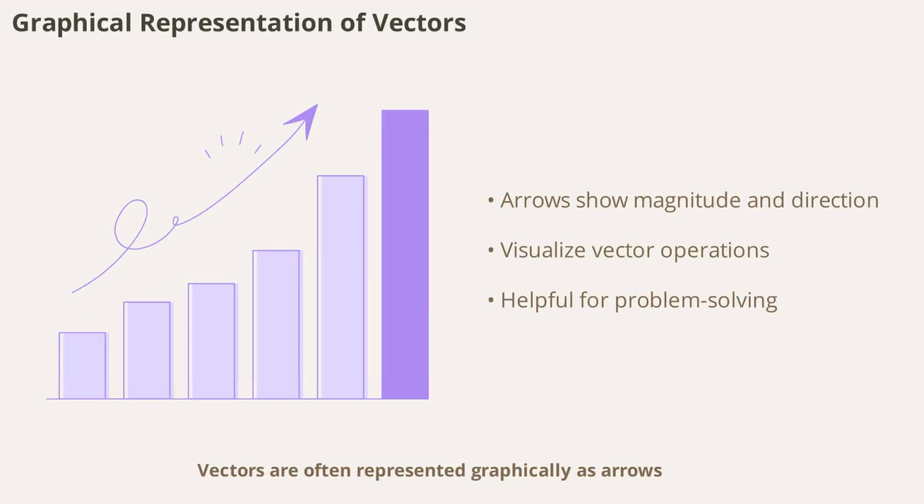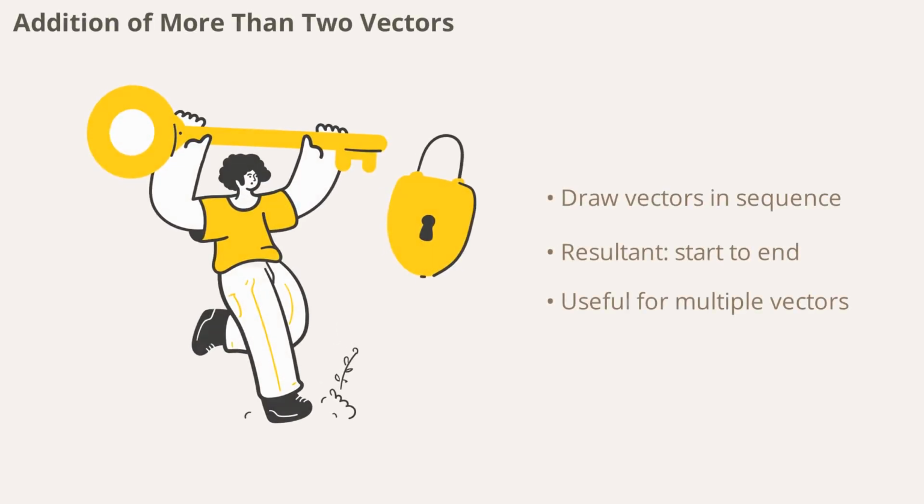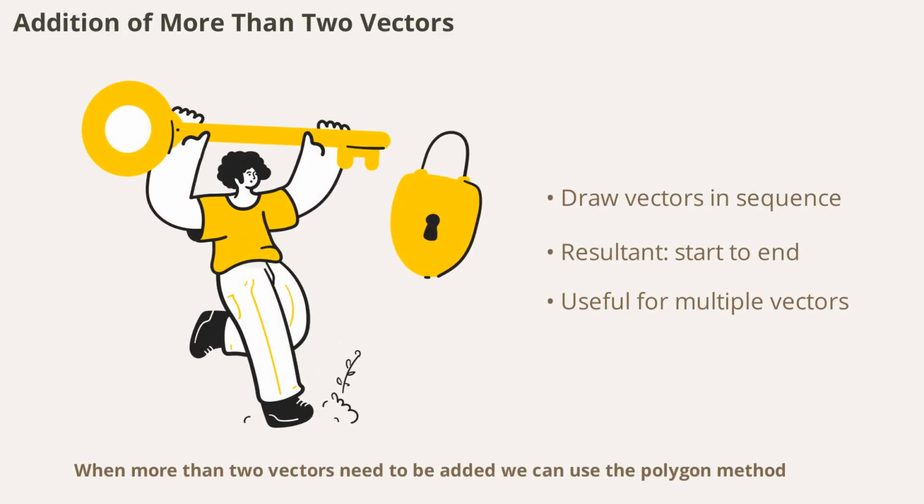Vectors are often represented graphically as arrows. The length of the arrow shows the magnitude, while the direction of the arrow shows the direction of the vector. This visual representation makes it easier to add, subtract, and resolve vectors. By drawing vectors to scale, we can solve many physics problems graphically, which is especially helpful for understanding motion in a plane.